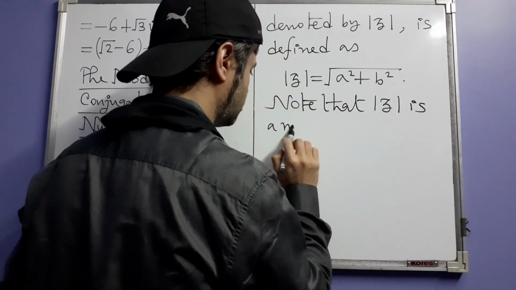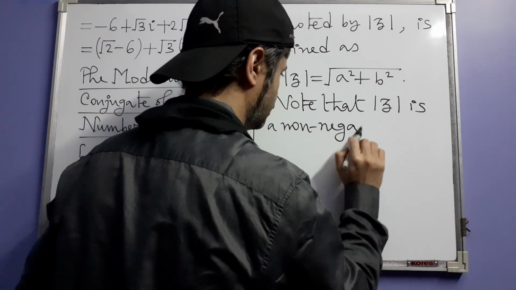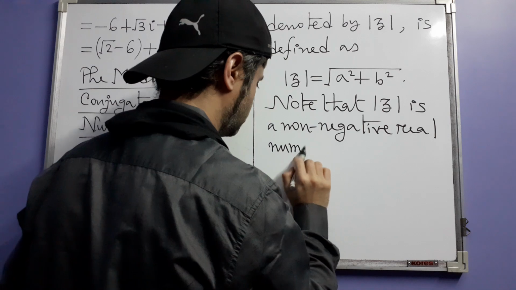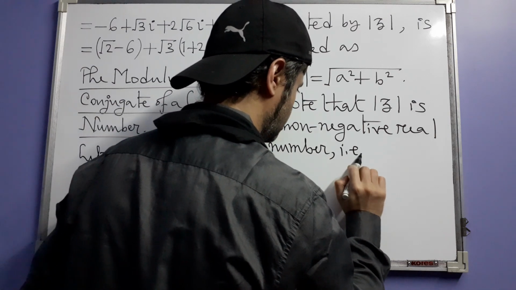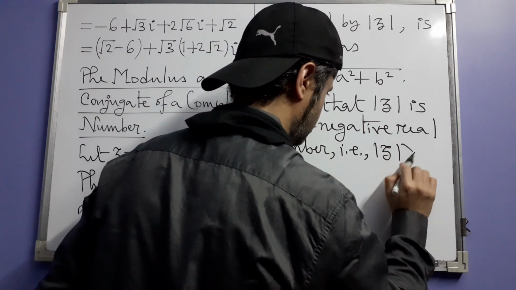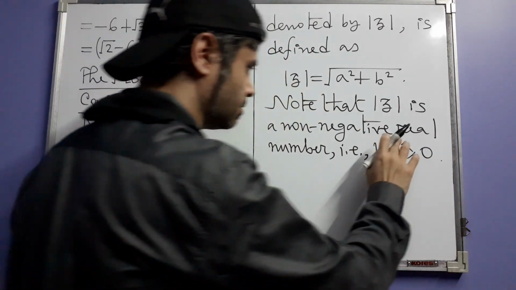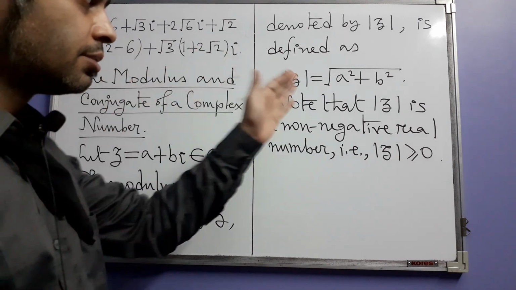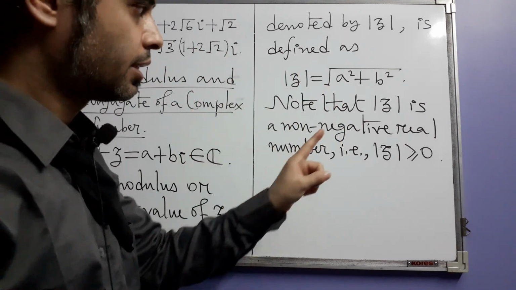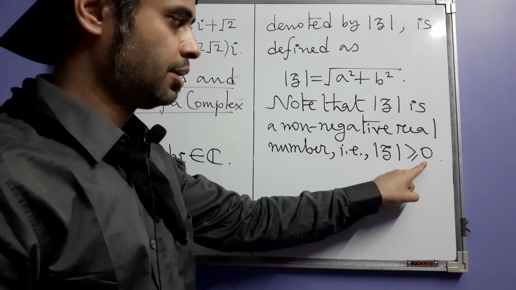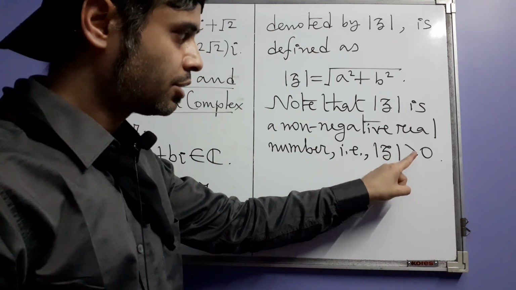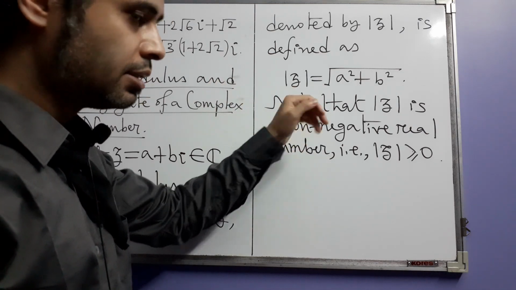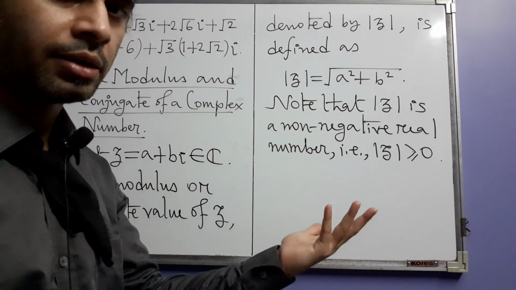Note that it is a non-negative real number, i.e. this is greater than or equal to 0. So the complex number itself can be any complex number, but its modulus is a real number, and not just that, it is non-negative. It is not negative. It can be positive or it can be 0 also. It becomes 0 in that only one case where z itself is equal to 0, where both a and b are 0.